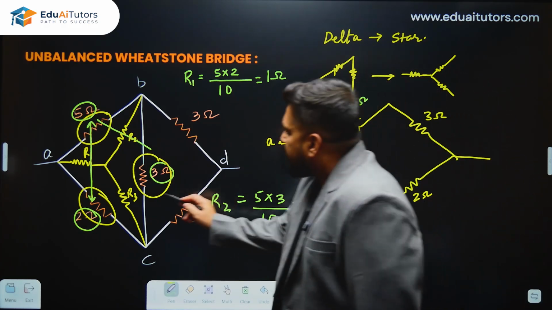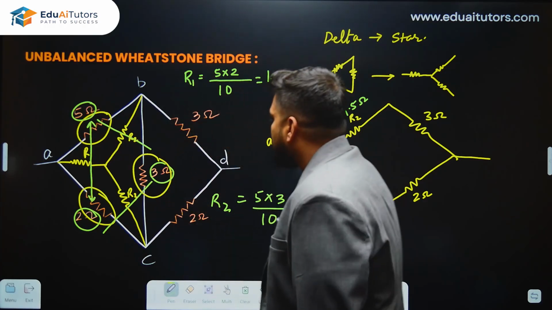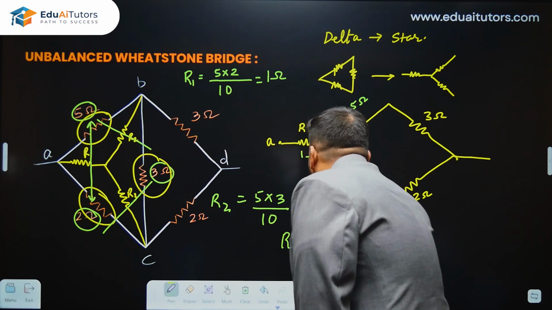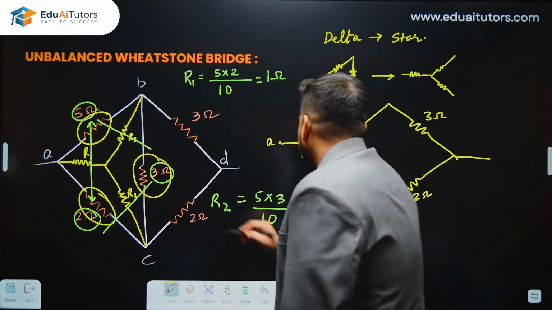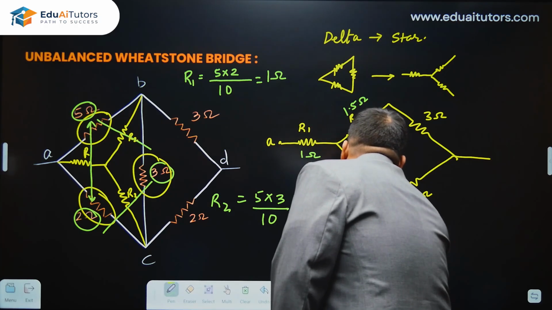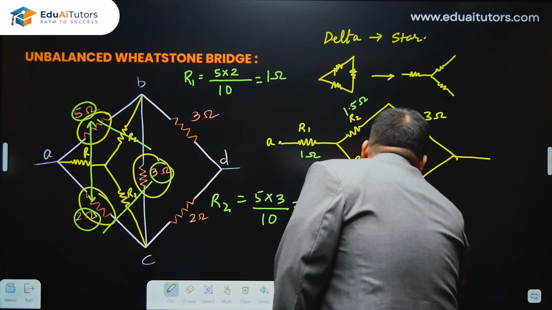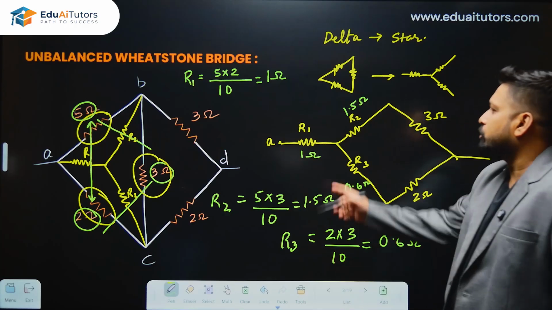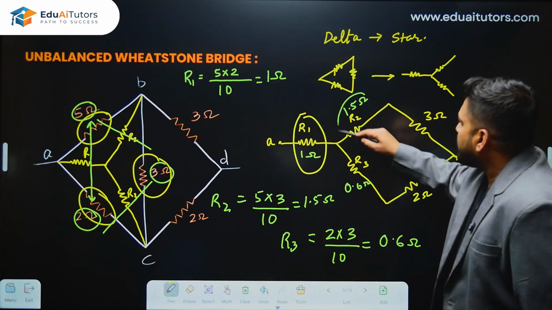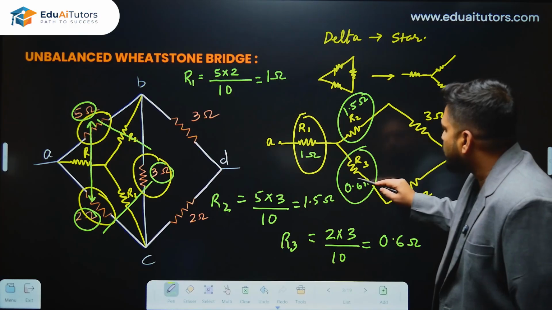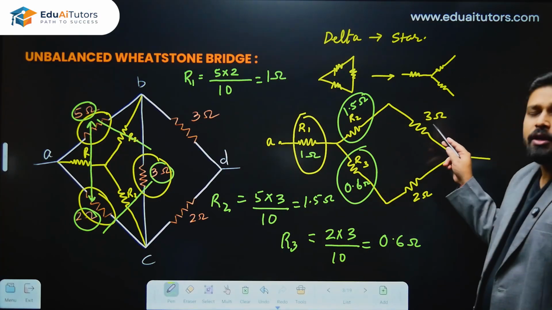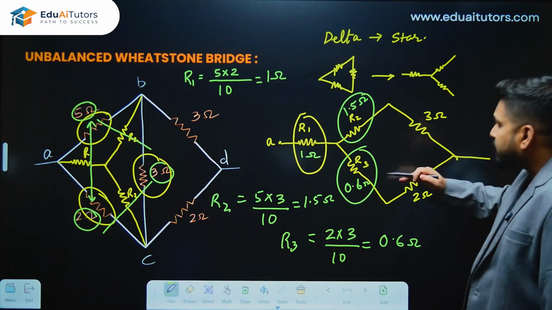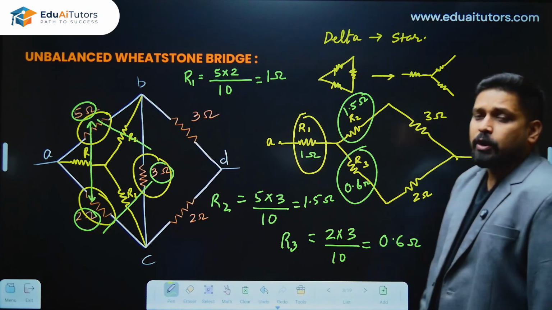And now write R3. R3, you can cut this off, correct? And as you can see, it is cutting 2 and 3. So R3 would come out to be equal to 2 times 3 divided by 10, which is 0.6 ohms. So this is now 0.6 ohms. So you have got three resistances now. R1 is 1 ohm, this is 1.5 ohm, this is 0.6 ohm. Now, as you can see, 1.5 and 3 are in series with one another. 0.6 and 2 are in series with one another. Together they are in parallel, and that combination is in series with this 1 ohm resistance.